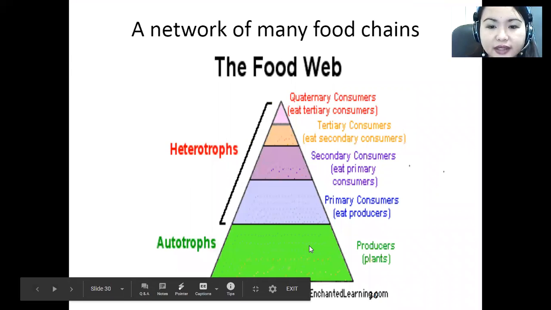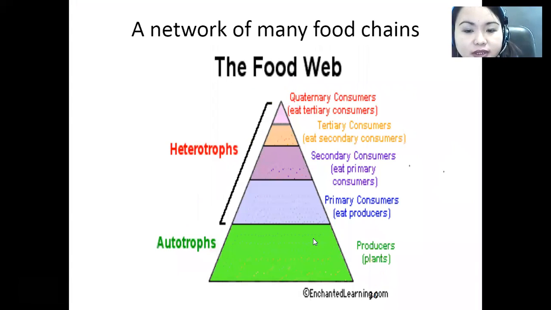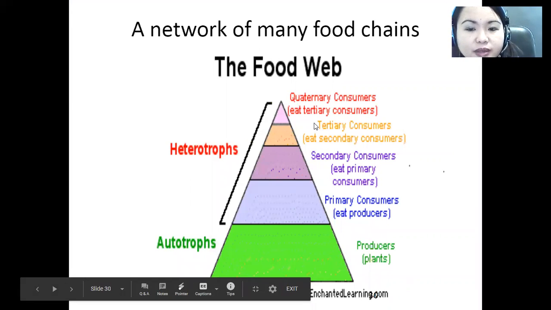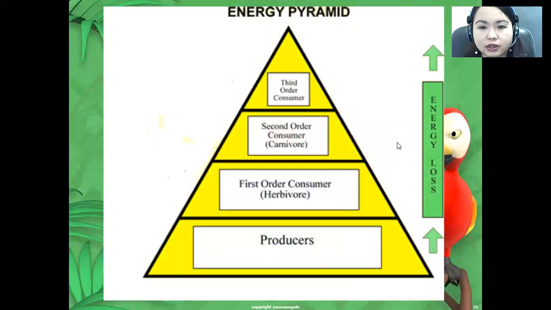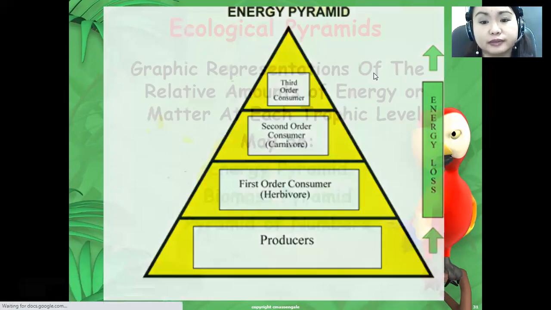So as you can see, in another representation, the autotrophs belong here at the base, and the heterotrophs, or the ones that consume the autotrophs, can be primary, secondary, tertiary, and quaternary. So the energy at the top gets lower and lower, and the energy is lost as it goes up, from producers to first order, second order, and third order consumers.